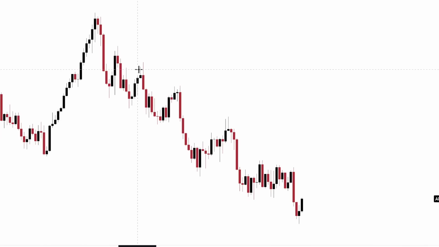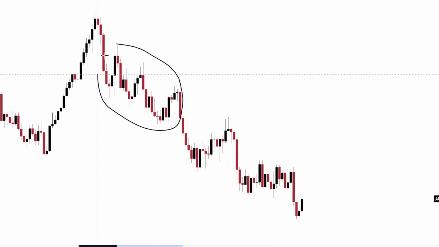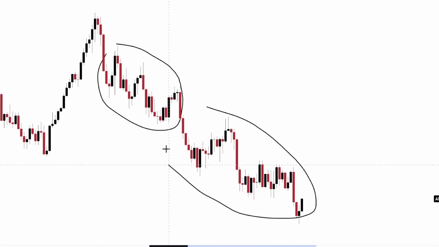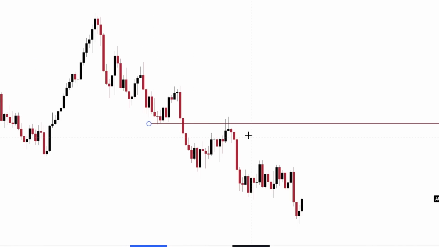So here's an example of supply and demand structure. As you can see, once price breaks structure, it retraces back inside of the range. Once price breaks structure right here, price retraces back inside of the range with a deep retracement. And here is an example of support and resistance. So again, this is your supply and demand structure, and this is your support and resistance. Why is this support and resistance? Because price is not retracing deep in the range.